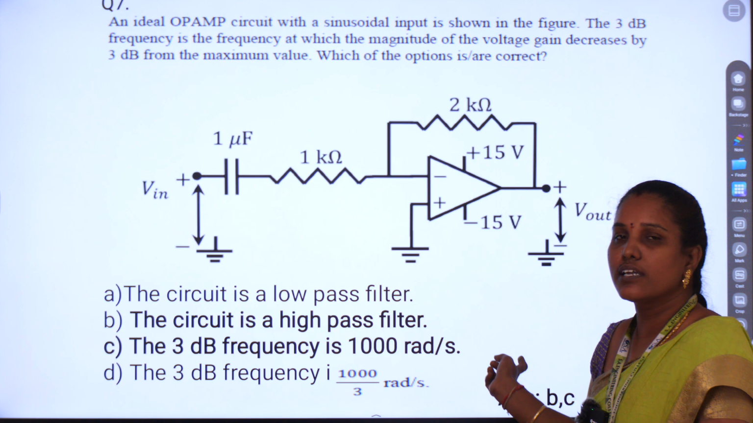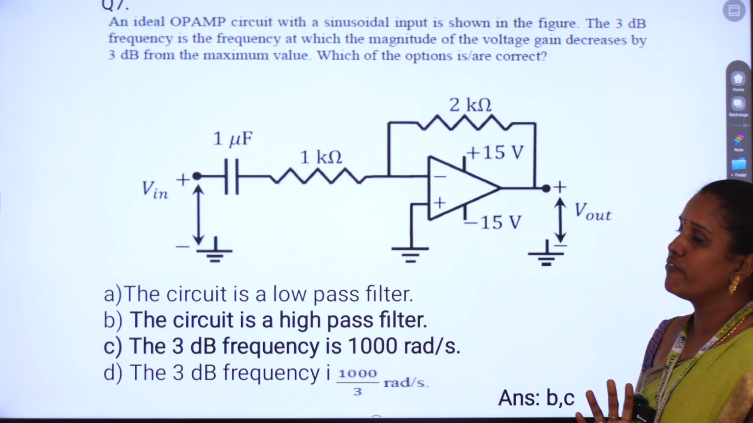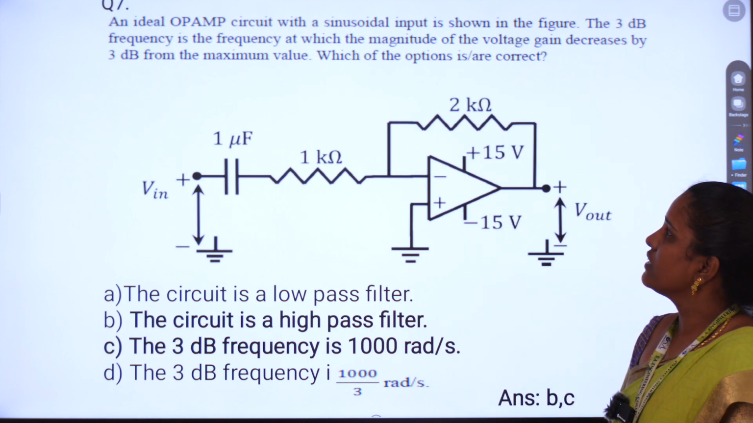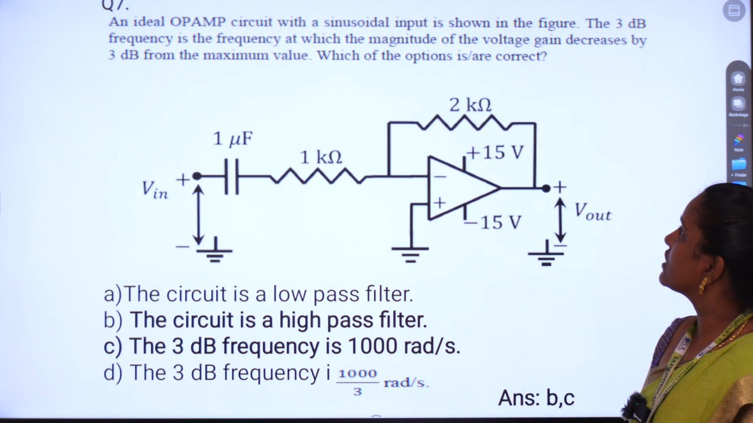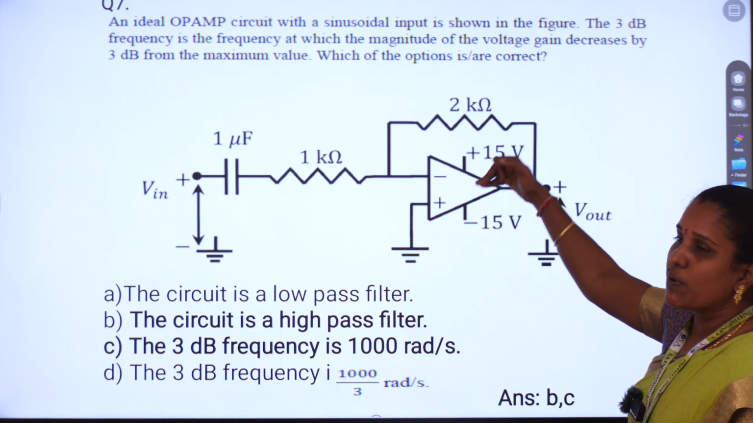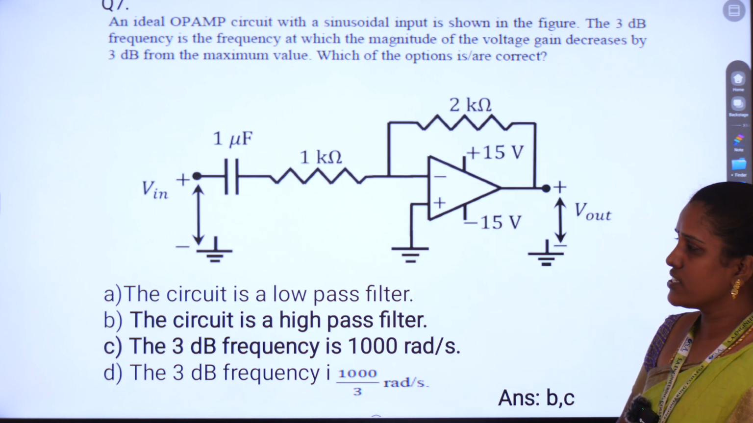Now another problem. Same thing, an ideal operational amplifier circuit is given. Next, the 3 dB frequency is also given. They ask that the voltage gain decreases by 3 dB from the maximum value. Now tell me which of the options is correct.